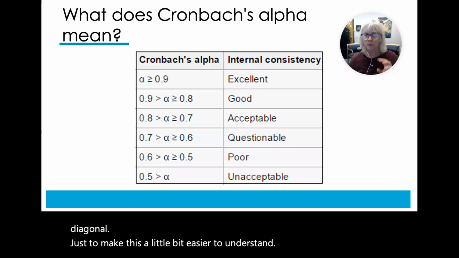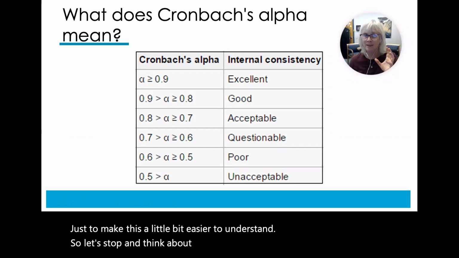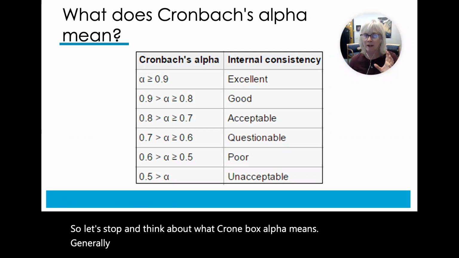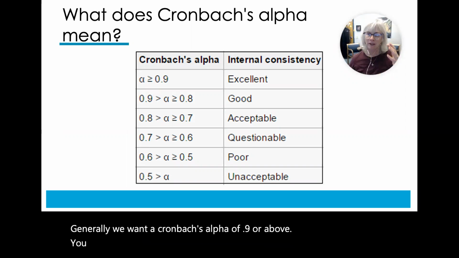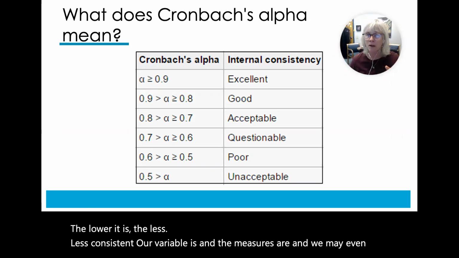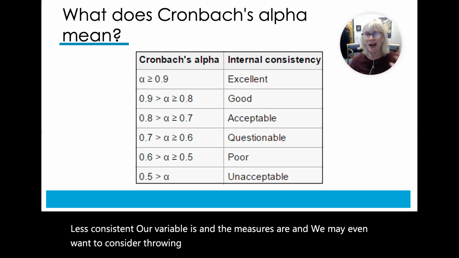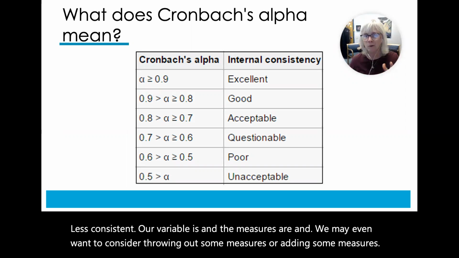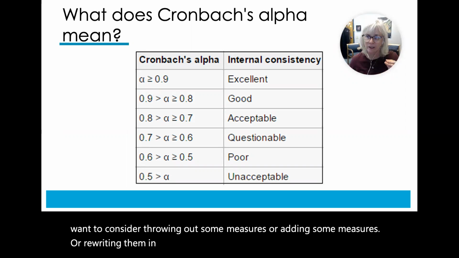So let's stop and think about what Cronbach's alpha means. Generally, we want a Cronbach's alpha of 0.9 or above. So the lower it is, the less consistent our variable and the measures are. And we may even want to consider throwing out some measures or adding some measures, or rewriting them in order to get a more consistent measure.